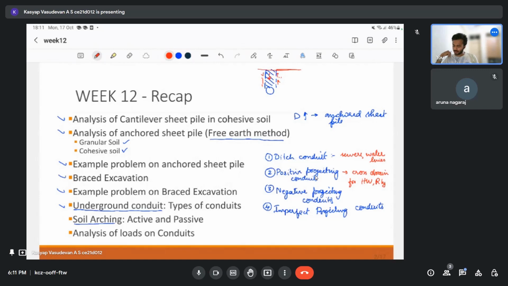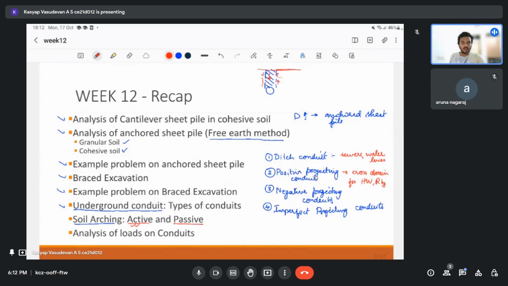Whenever we are talking about soil arching, there are two kinds: active and passive soil arching. In active soil arching, the structure is more compressible than the surrounding soil. This is where we have lesser pressures acting on the conduit or whatever structure we have, with respect to the surrounding soil. Passive soil arching is the opposite. Here the structure is stronger and the surrounding soil is weaker, so there are more stresses on the structure. So in active arching we have more advantage when it comes to reduction of lateral earth pressure.